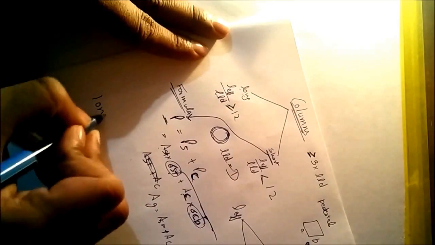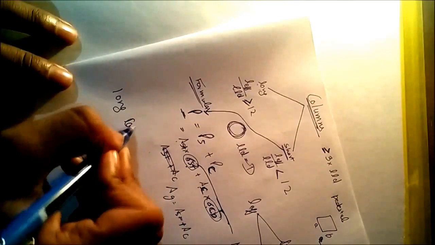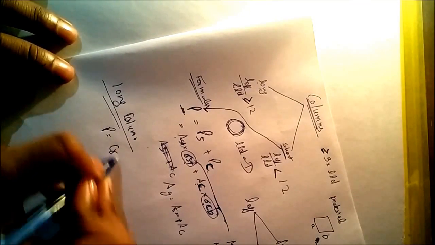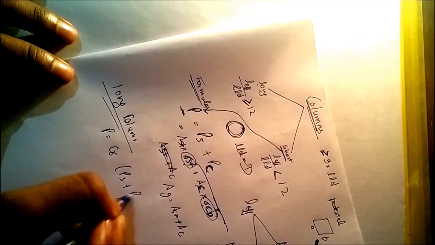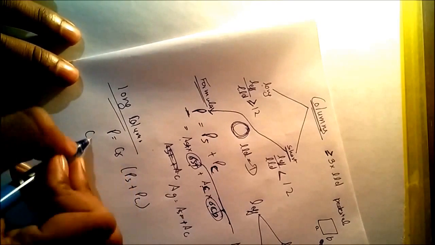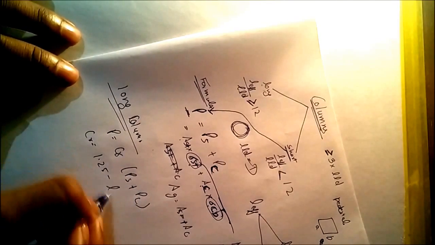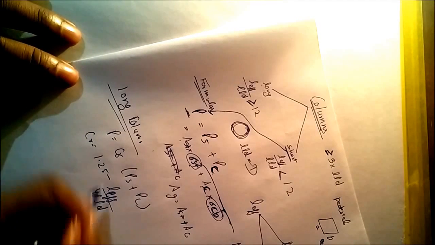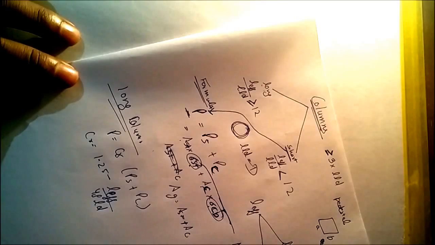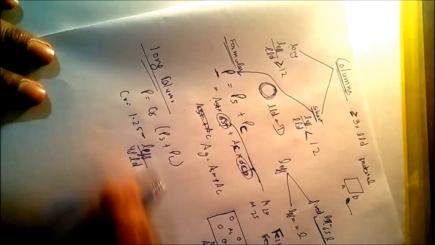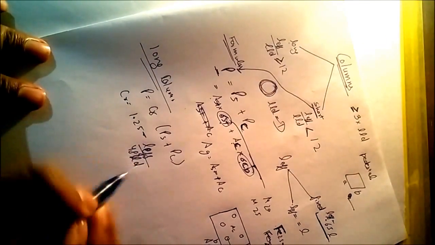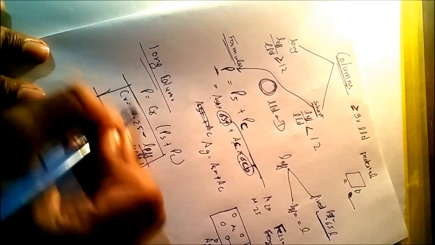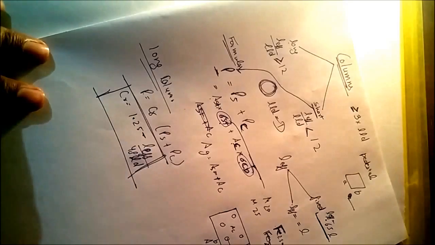This formula is applied to the short column. If it is a long column, then we have to multiply by the CR factor, and the CR factor is equal to 1.25 minus L effective upon 48 times least lateral dimension. This is the CR factor. We have to include it for the long column.